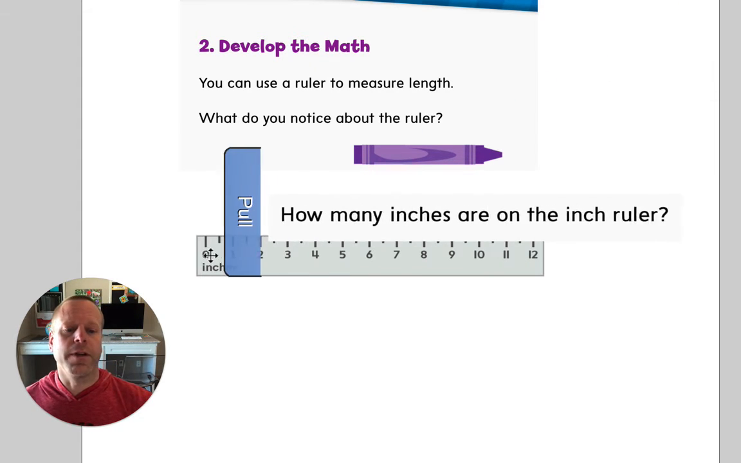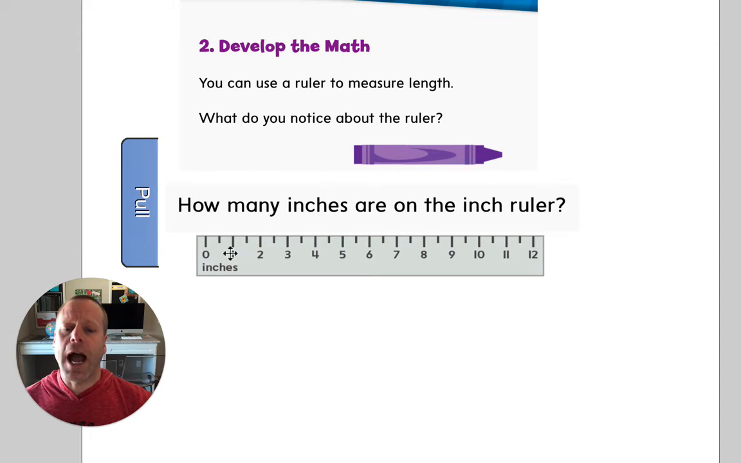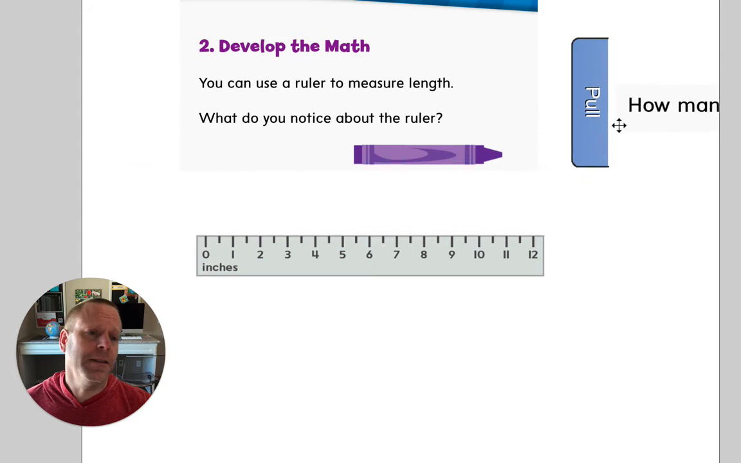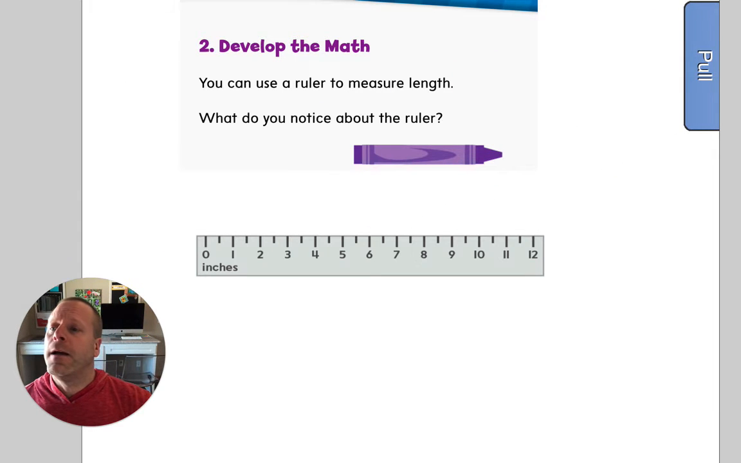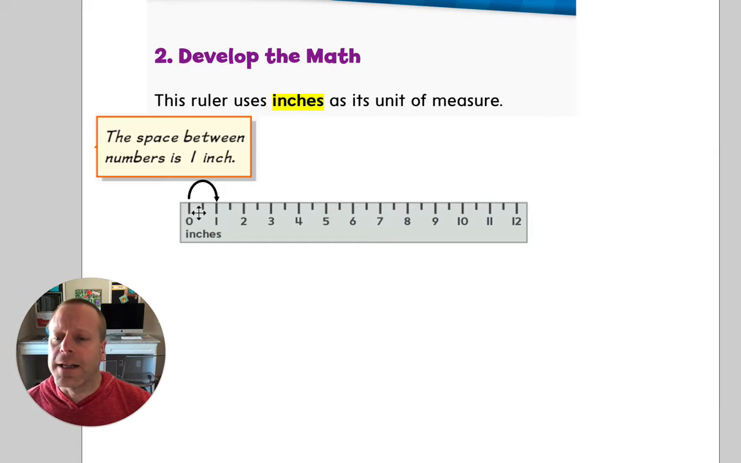Let's see what it says over here. Oh, look, it asks us that question. How many inches are on this ruler? 12. Excellent. Take a look. So this space between the numbers, between a 0 and a 1, or between a 1 and a 2, or between the 4 and the 5 is 1 inch. I usually think of that as 2 fingers is about 1 inch. 2 of your fingers, anyway, is about 1 inch.